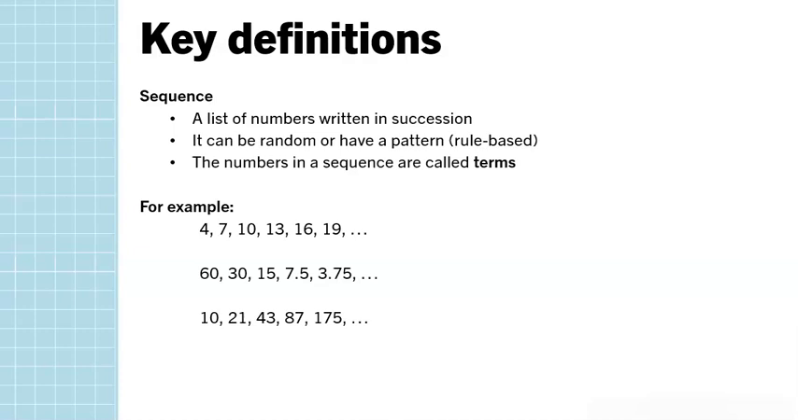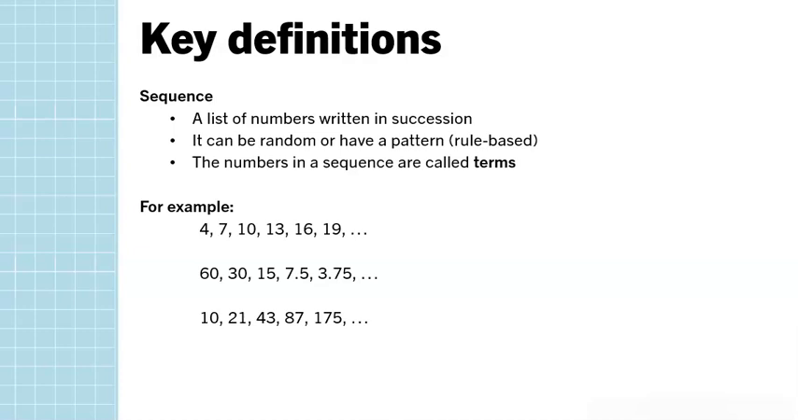The first example: 4, 7, 10, 13, 16, 19. This indicates that we have a pattern where the numbers are increasing by 3 each time. We have a special way of writing that pattern down as a rule, and that's called a recurrence relation, which we'll look at next.